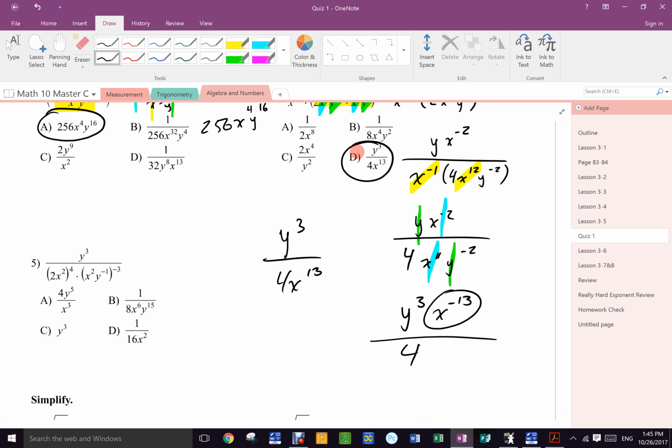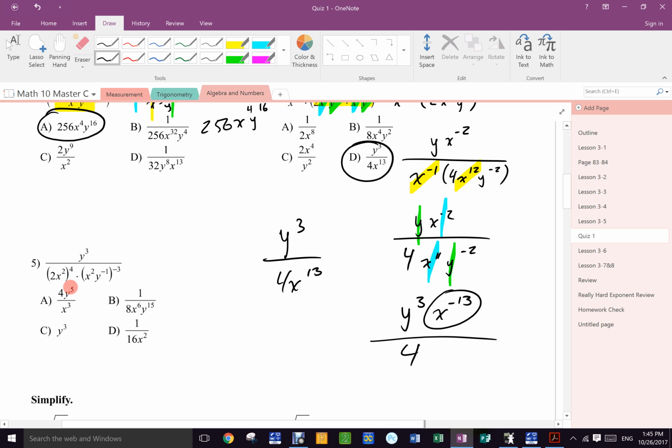Now, there's 7 laws, yes? But do we really use all 7? It really only comes down to 2 of them, doesn't it? Multiplying and dividing. Because even that law that says the 2 goes to everything inside, that's just the multiply law, isn't it?